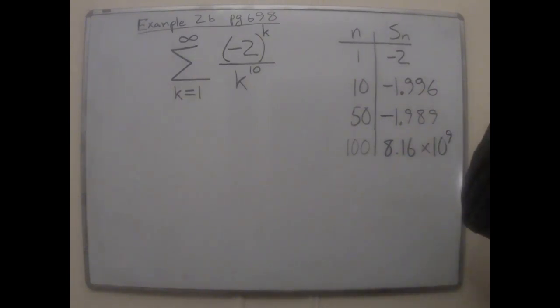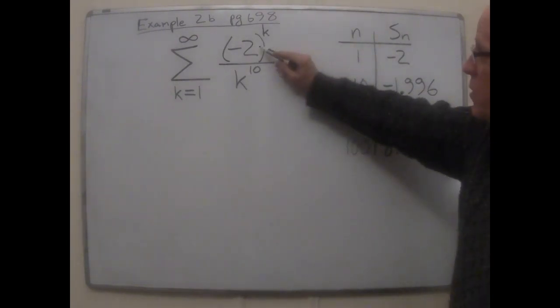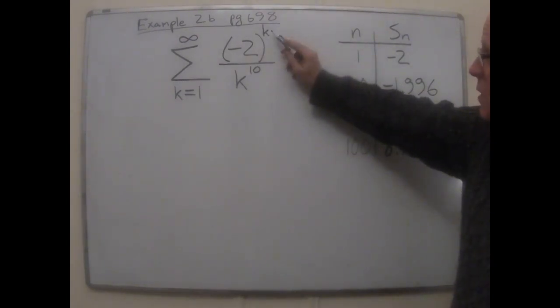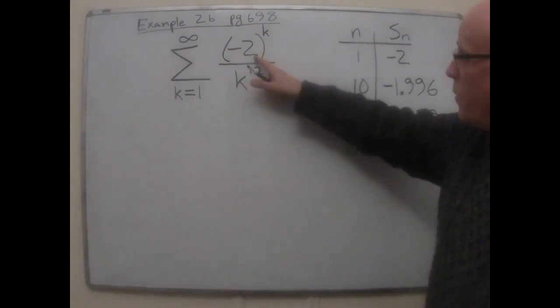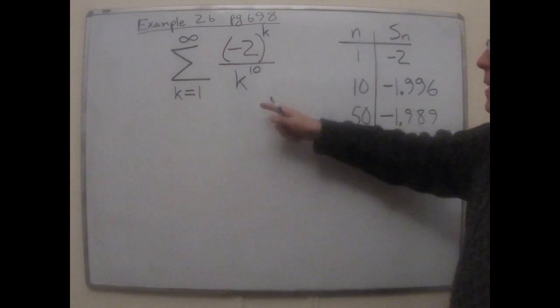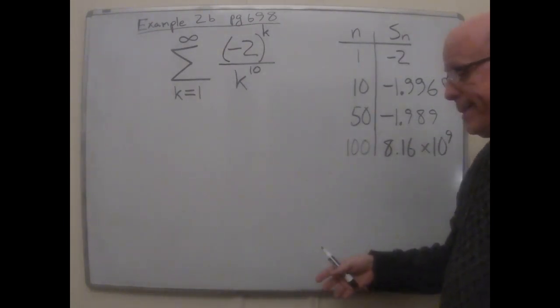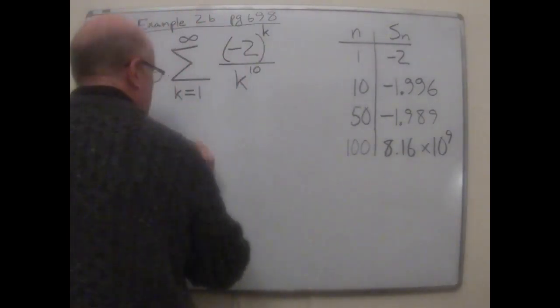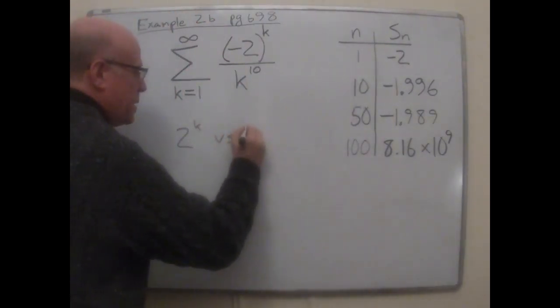And after a second of reflection, I realized why. This numerator isn't just negative to the k so that you get the alternation. It's also got 2 to the k. And which is bigger, 2 to the k or k to the 10? That's a good question, right? 2 to the k versus k to the 10.